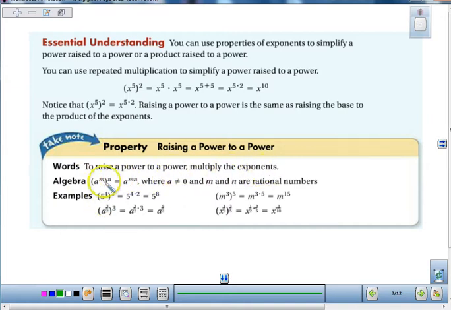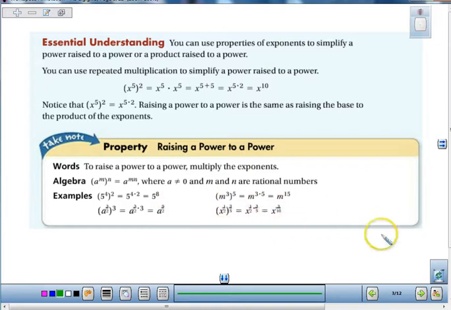If I have a to the m and it's raised to the n, I can take a and multiply m and n. Only when a is not 0 and m and n are rational numbers. So if you have 5 to the fourth raised to the second, you're now going to end up with 5 to the eighth. And if you have a to the 3/2 raised to the third, we're going to multiply that, and we're going to have 3/2 times 3, which gives us 9/2.